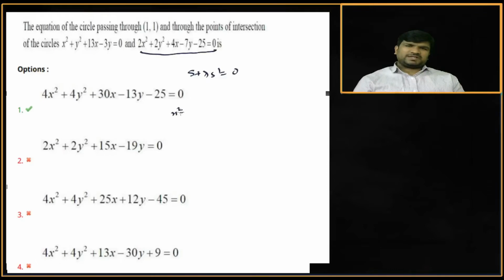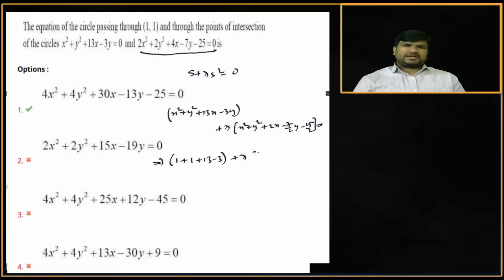So S means our first circle, x square plus y square plus 13x minus 3y, plus lambda times the second circle after dividing by 2: x square plus y square plus 2x minus 7 by 2 y minus 25 by 2 equals 0. This circle is passing through (1, 1). So in the place of x and y, put 1, 1. So 1 plus 1 plus 13 minus 3, plus lambda into 1 plus 1 plus 2 minus 7 by 2 minus 25 by 2, equals 0.